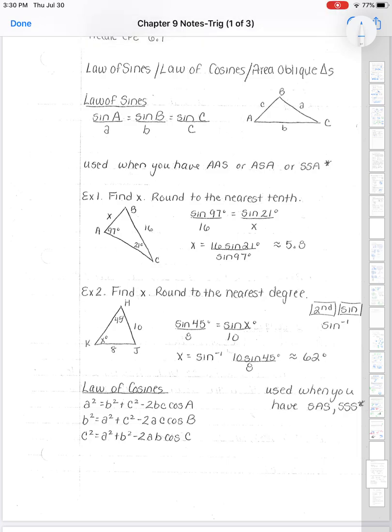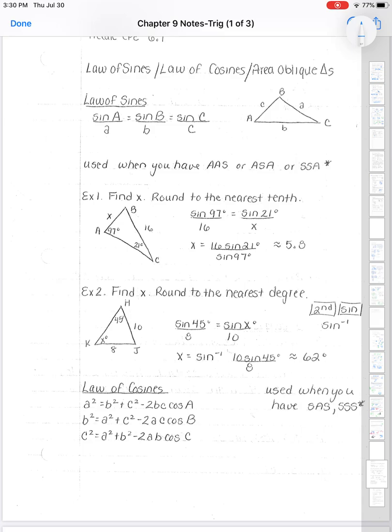All right, so the last part that comes along with the trig is talking about law of sine, law of cosine, and area of an oblique triangle. So there's three formulas here. When we talk about sine and cosine, that applies to non-right triangles, typically, I would say, and you're finding missing sides and missing angles.